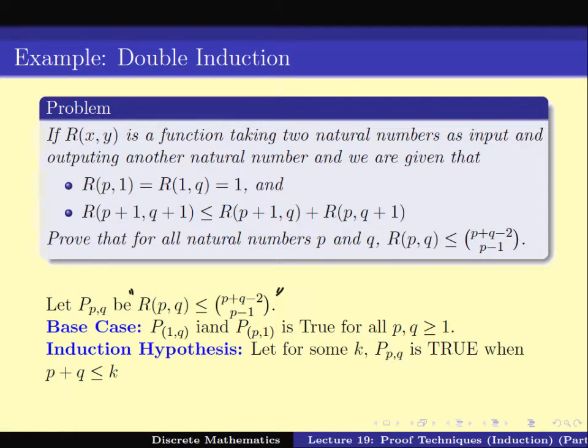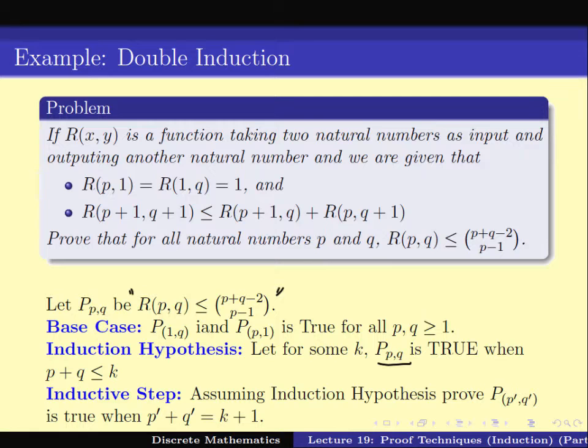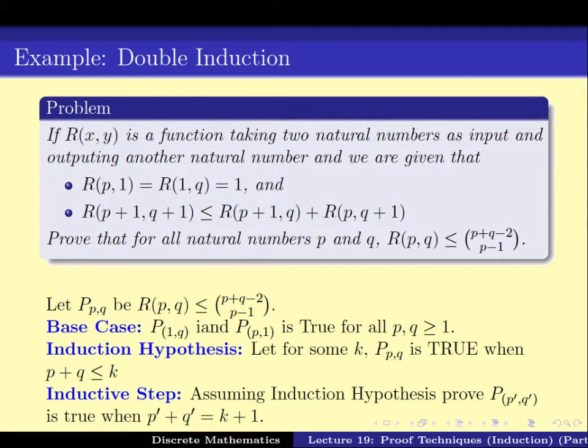We have the induction hypothesis, meaning you have to assume that the P(p,q) case is true as long as p plus q is less than or equal to k, and assuming the induction hypothesis, prove that it is true for any p prime, q prime when p prime plus q prime equals k plus 1. So here are the three cases to prove, and again once you get the right version to apply, it should not be a complicated thing to check.